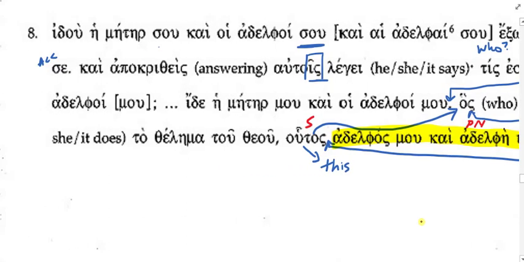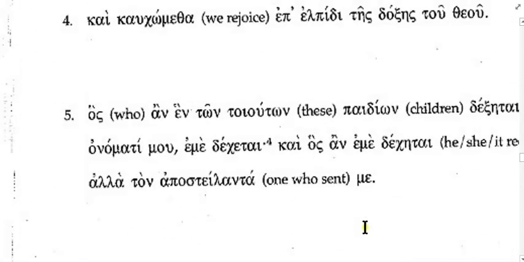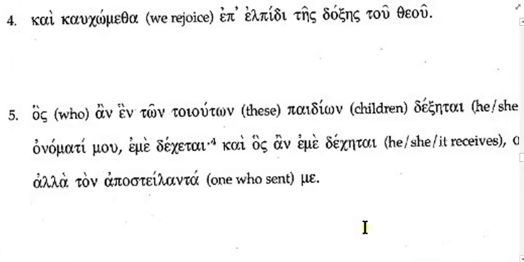All right. Any other questions? Number 5? Sure. Let's take a look there. So here's hos an again. So the relative pronoun who plus an should be rendered how? Whoever. Now, is this the preposition that means in? This is not the preposition en. It's the word hen, which means one. What gender is that? Neuter. Hos an me hen. Keep that in your mind.